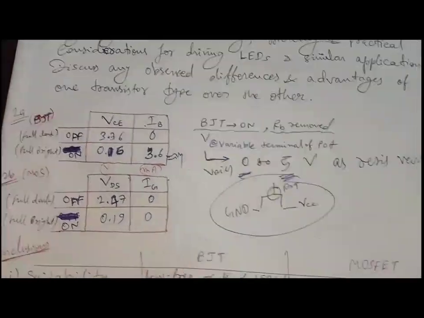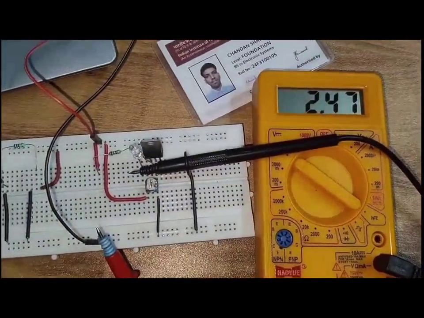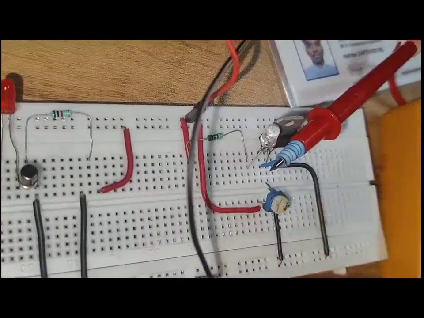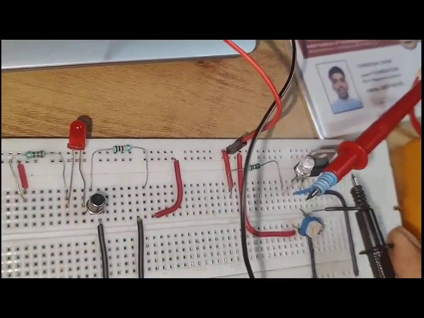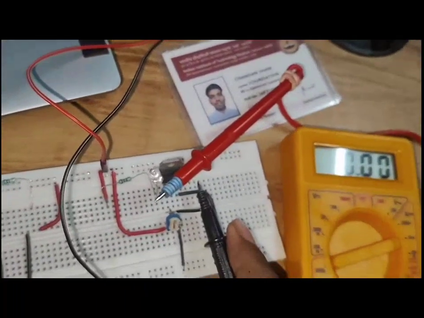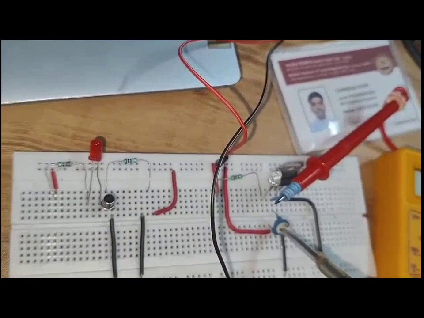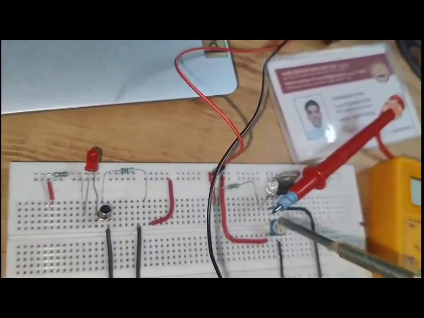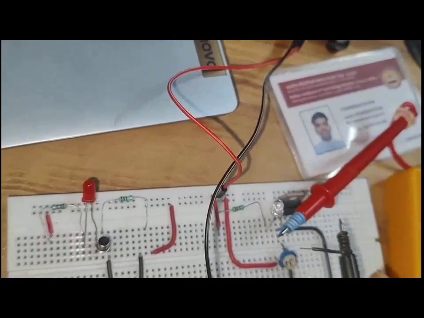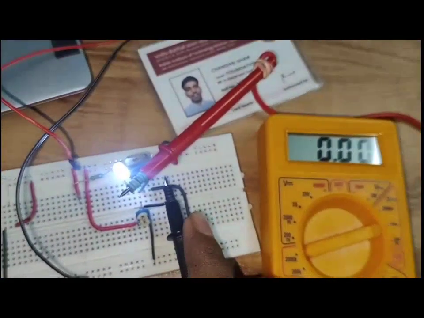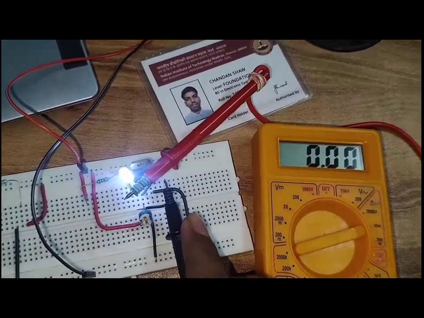Now we are going to measure the IG. You can see I lifted up the potentiometer. Now I am connecting it like this to measure IG. Now I am turning it lower. Now you can see the 0. Now off and on condition both are 0.